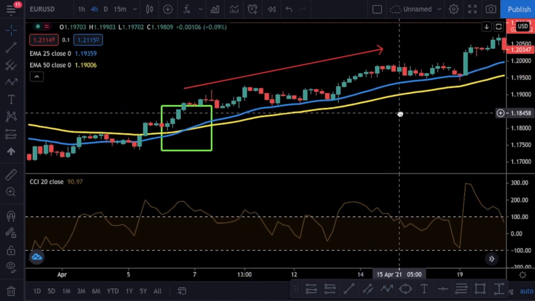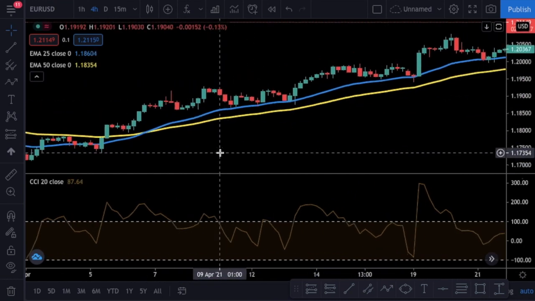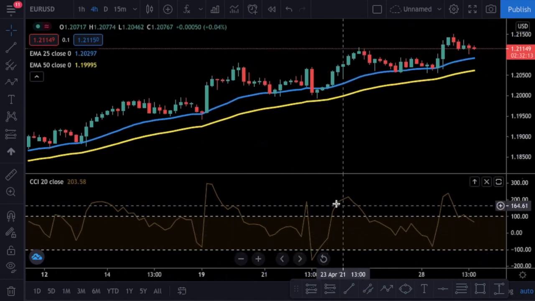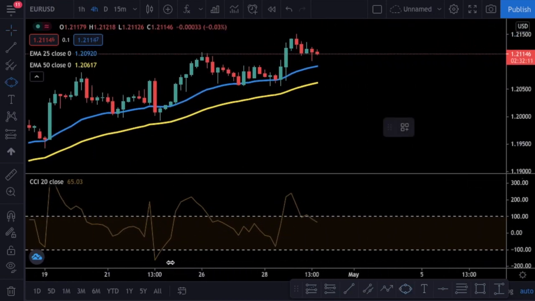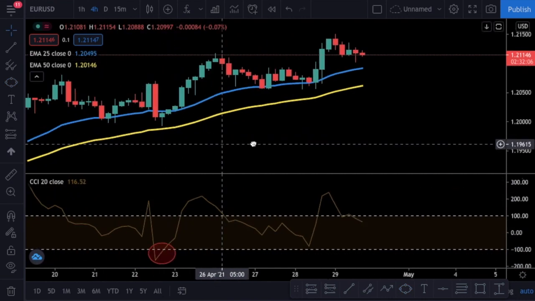But we will not go long as soon as the crossover occurs. Because it was not our signal yet. The CCI indicator will give us the entry signal, not the moving average crossover. We will wait for the CCI indicator to reach an oversold area. You can see that it happens here. This is when we will open a long position.